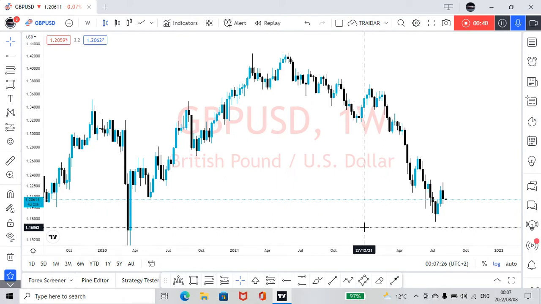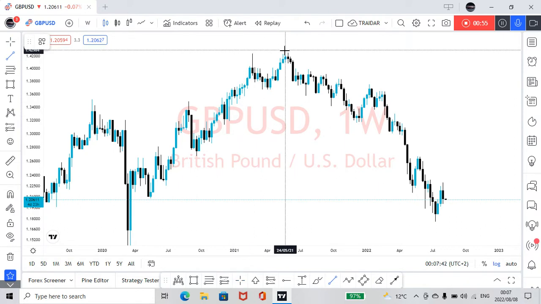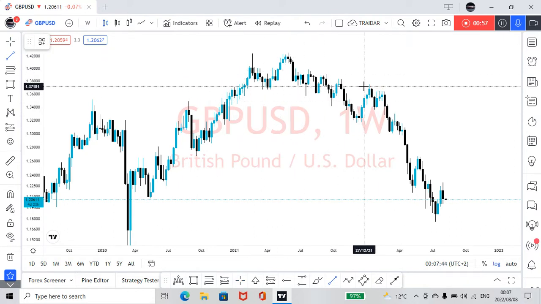So let me just dive straight into it. Our first pair of the day is GBPUSD. As you can see, guys, we're on a weekly. I have to start on a weekly. So what are we seeing? We are seeing a trend line. Where is the trend going?